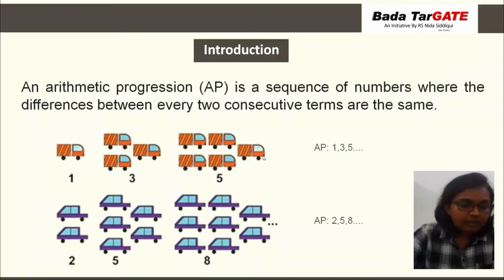Similarly, for the below one, at first there are 2 cars, and 3 cars get added on it, which makes it 5. Again, 3 cars get added on it, which makes it 8. So the corresponding AP will be 2, 5, 8, and so on. And the common difference will be 3.